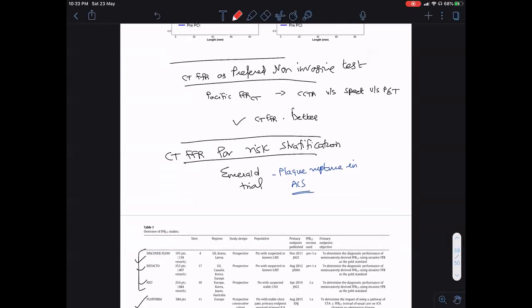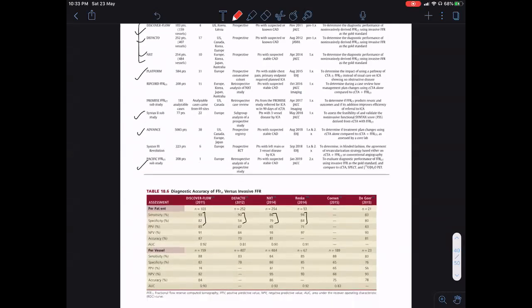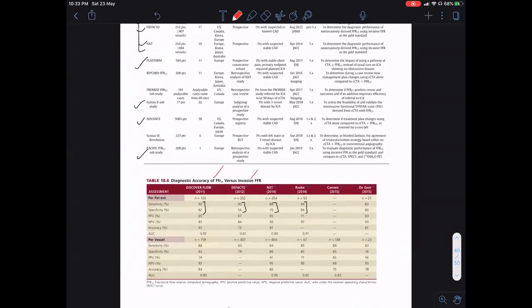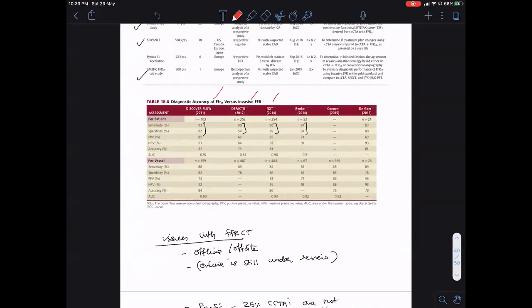EMERALD was another trial which looked at patients with ACS who have had a plaque rupture, and whether CT-FFR can be used in this subset for risk stratification. It was a positive trial. They could risk stratify properly. So these were some of the trials: DISCOVER-FLOW, DeFACTO, NXT. I think we just need to know the names. We probably don't have to know the ins and outs of it.